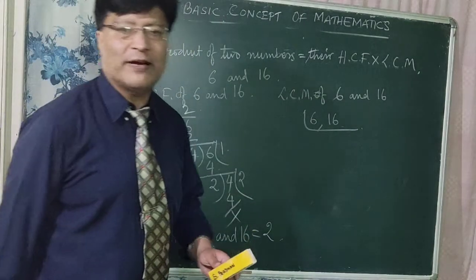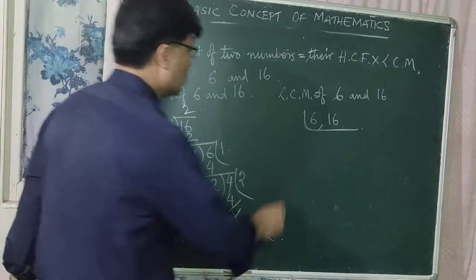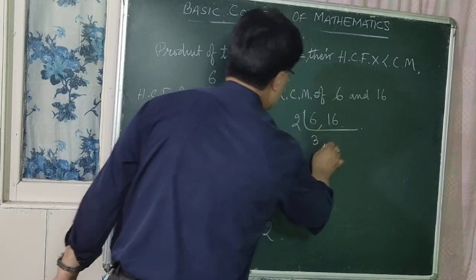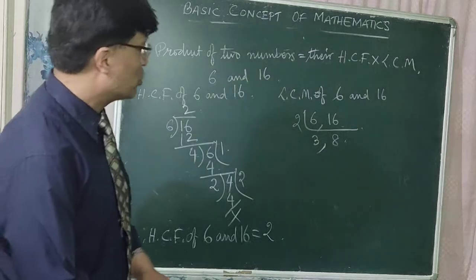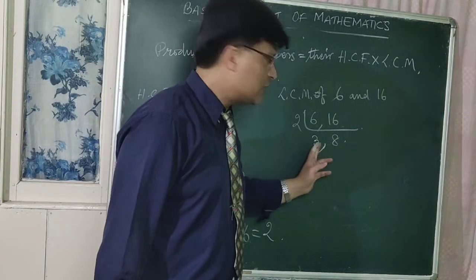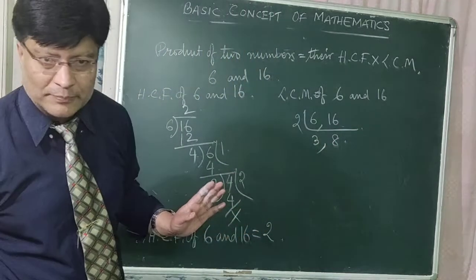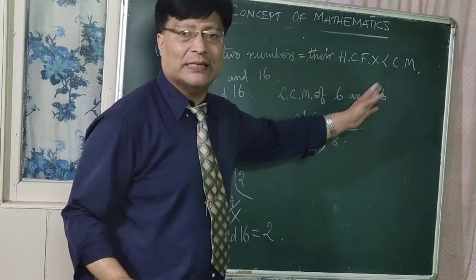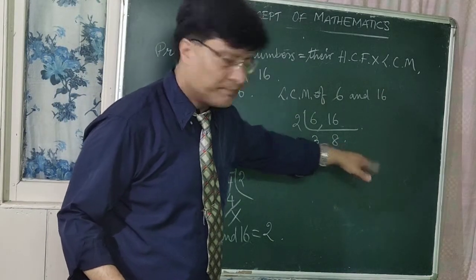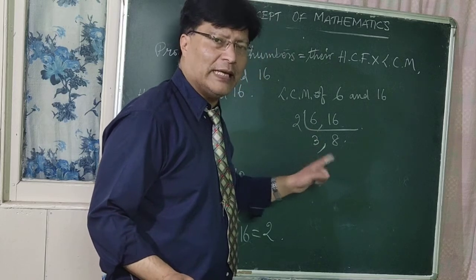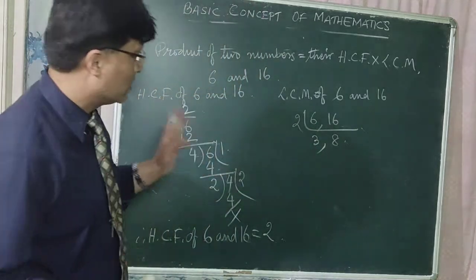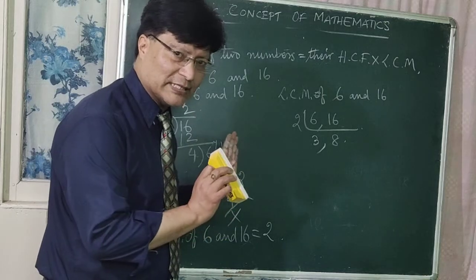So by which number will you divide these 6 and 16 first? 2 digits. 2 3s are 6. Then comes 2 8s are 16. So in this case, among these 3 and 8, there is no common factor. 3 is divisible by 3, but this 3 will not divide 8. So 8 will be divided by 8, but 8 will not divide 3. So we have to keep it as it is.